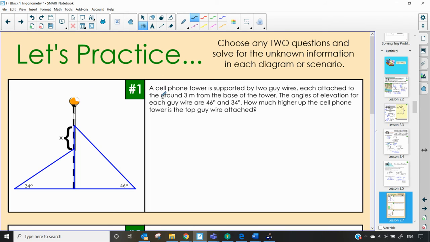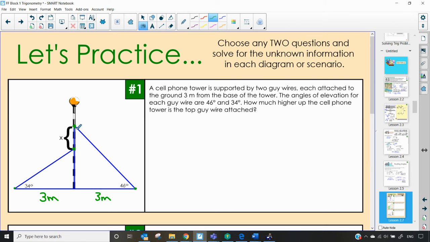All right, so the first question here says that a cell phone tower is supported by 2 guy wires, and the guy wires again are just support wires, each attached to the ground 3 meters from the base of the tower. And so each wire is attached 3 meters from the base of the tower. Now the angles of elevation for each wire are 46 degrees and 34 degrees. And the question is, how much higher up the cell phone tower is the top guy wire attached? So really we're asking for the difference in these 2 heights. All right, and that's labeled there.